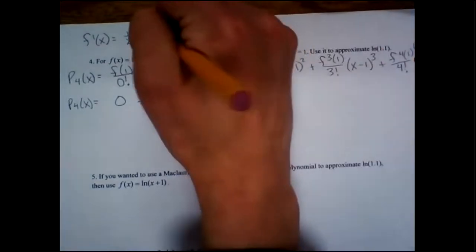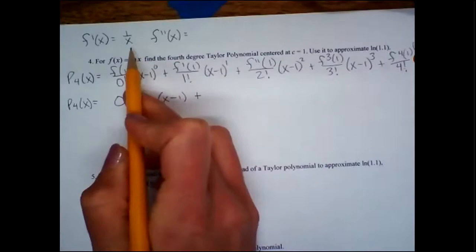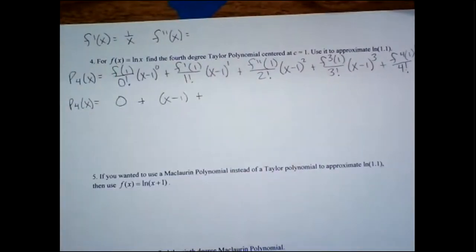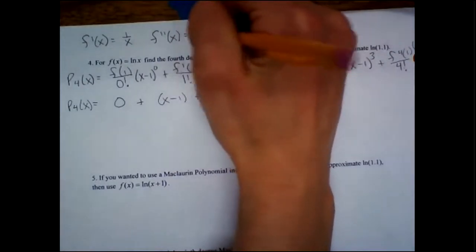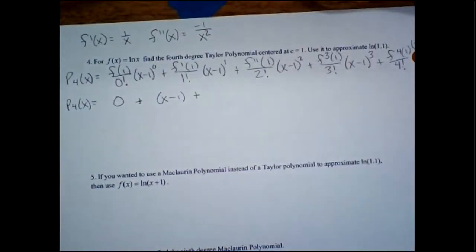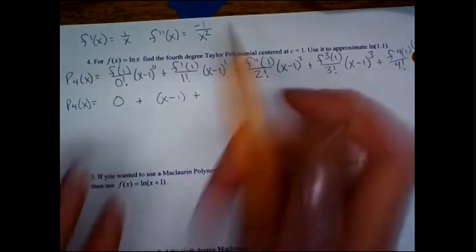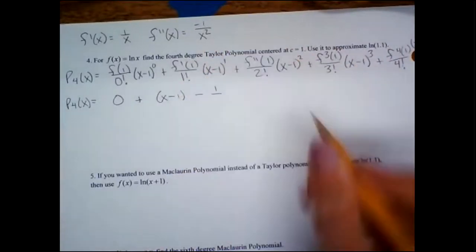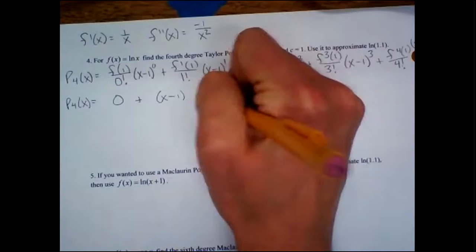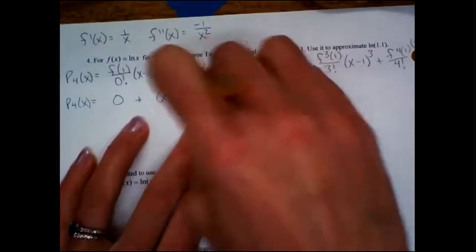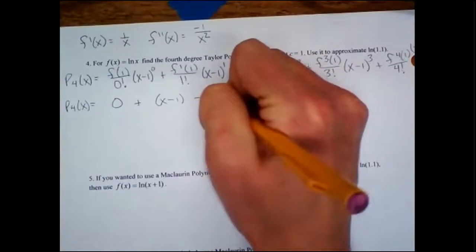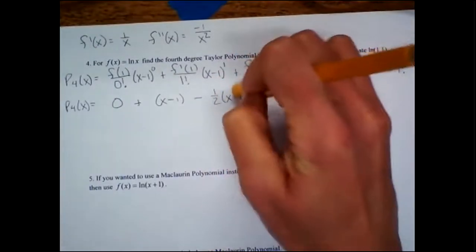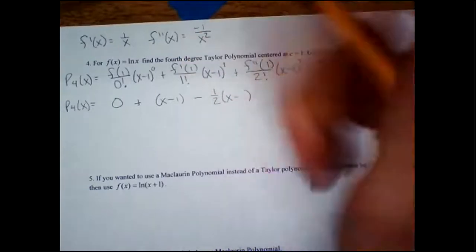All right, now we need the second derivative. I'm just going to write it off to the side here. This would be x to the negative 1. In your mind, think of it that way. You would bring the negative down, and then it would drop to a negative 2. So it'll be negative 1 over x squared. And we're plugging in 1, so that would give us negative 1. So this is going to be minus 1 over 2 factorial. I guess I'll simplify it down. That would just be 2. So 1/2 x minus 1 squared. Too much going on here today.